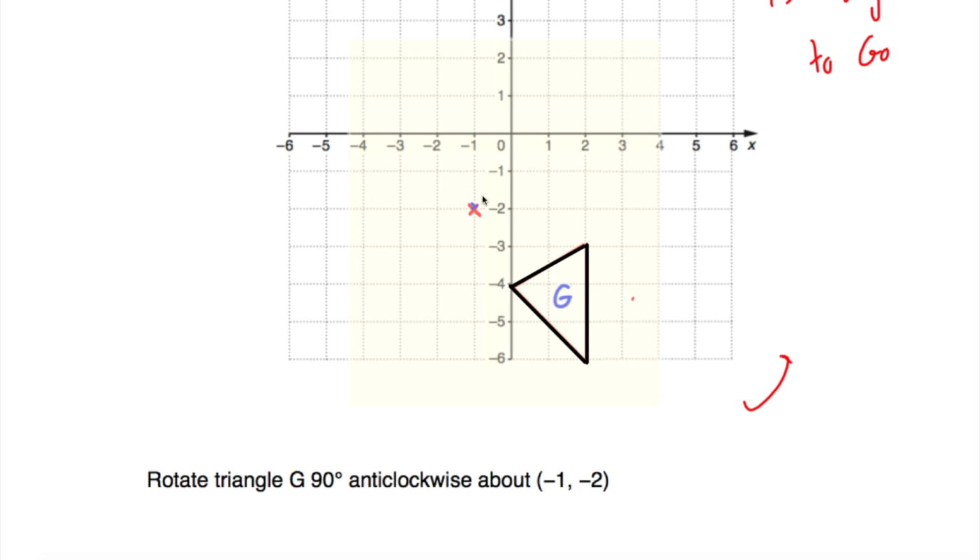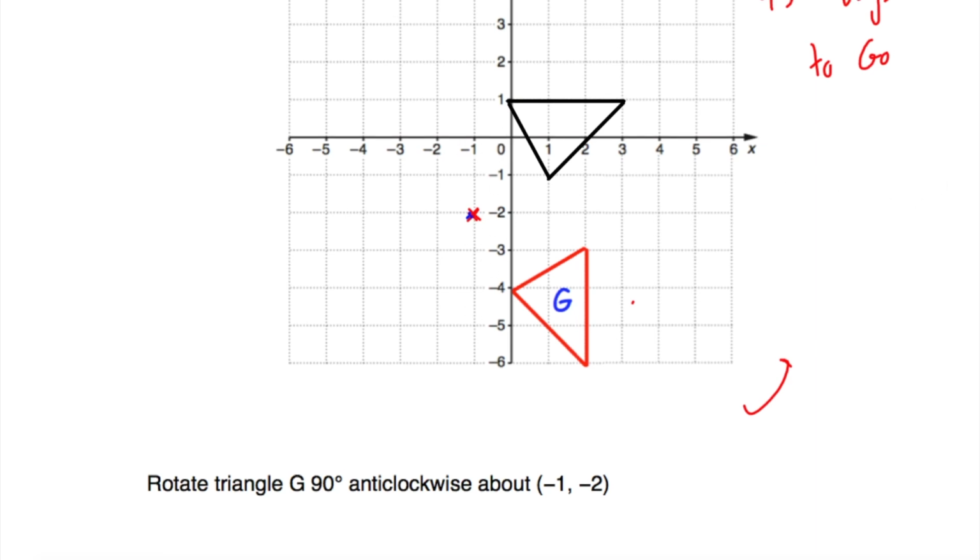Now what we're going to do is rotate the tracing paper 90 degrees anti-clockwise. Whenever you rotate it 90 degrees anti-clockwise, it'll end up here. So then you move the tracing paper and draw that triangle on the grid, so it looks something like this. And that's it. So we've rotated G 90 degrees anti-clockwise about (-1, -2). And if you got that, well done.